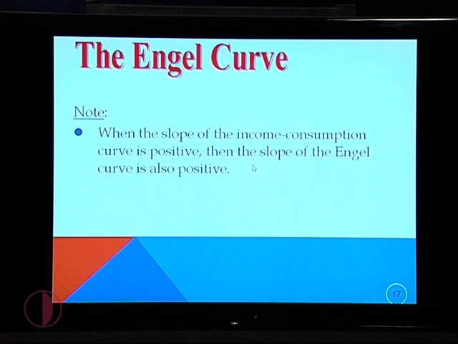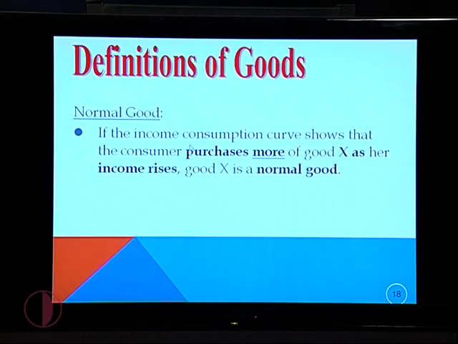When the slope of the income consumption curve is positive, then the slope of the Engel curve is also positive. The slope of the income consumption curve must be positive for realizing a positive Engel curve. For normal goods, when we are looking at the Engel curves, consumption of X is expected to rise with income, and the good is supposed to be a normal good.